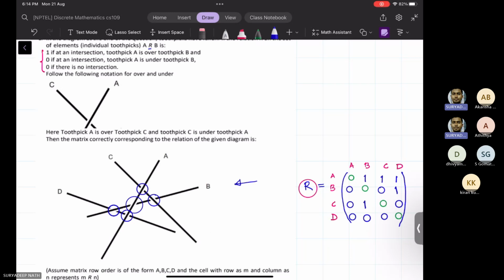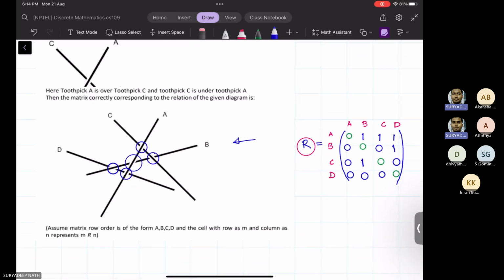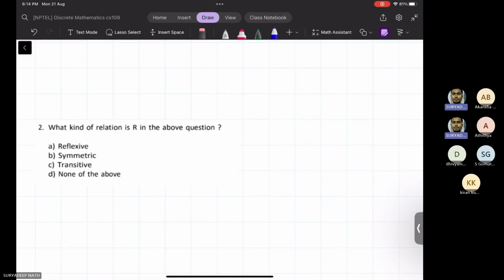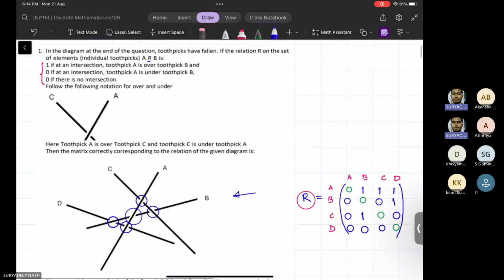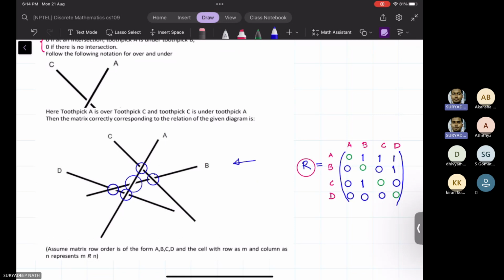Does anyone have any doubt regarding this solution? All right then, I think this is pretty easy to understand. We'll move on to the next question. What kind of relation is R in the above question? The above question is this one. So what kind of relationship do you think R is?